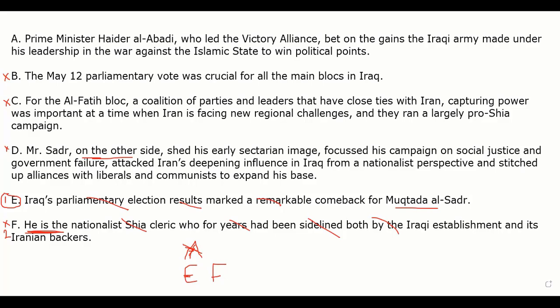After discussing this, we should discuss the parliamentary vote. Correct. So B came next, and I'll tell you why B has to come, because there is a logical connection between F and B. What is the next one after B immediately? The May 12 parliament vote was crucial for all the main blocks in Iraq. So then we can use C because he's talking about the blocks. See, sir, blocks in Iraq.